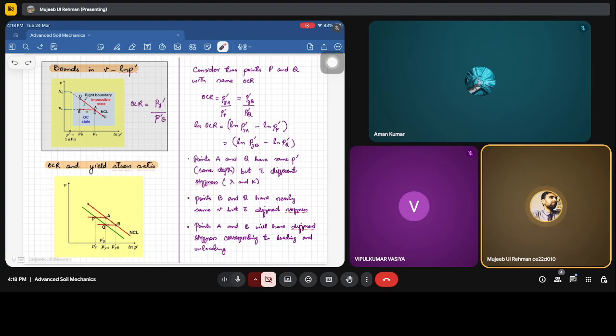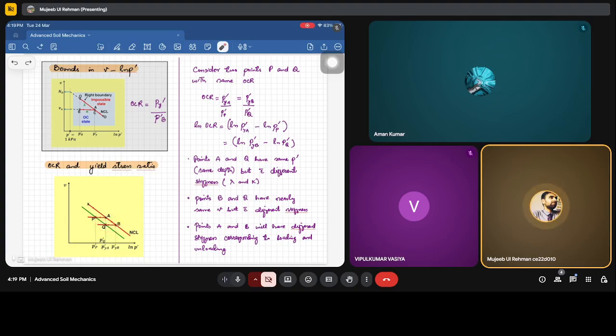Now, point B and Q have nearly the same specific volume, but with different stiffnesses. Correct? There again the stiffness will change because this lies on the NCL and this lies on the swelling loading line. Fine. Also, this A and B will have different stiffnesses corresponding to loading and unloading. It depends upon how many loading and unloading cycles you are doing between these 2 points.